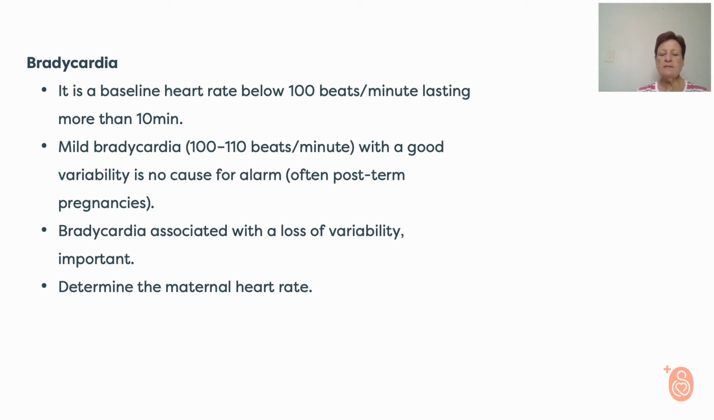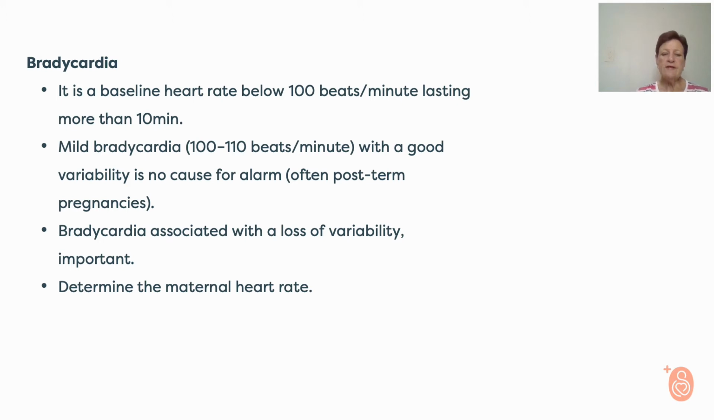But what is important when we have a heart rate of 100 to 110 beats per minute is what the variability is. If there's a good variability, then there's no cause for alarm and we are happy. But the moment that there's a bradycardia together with a loss of variability, we are worried because that might be a sign of fetal compromise.